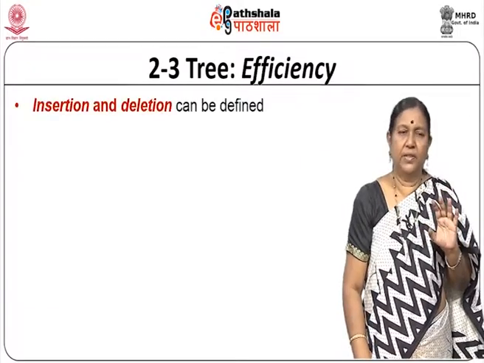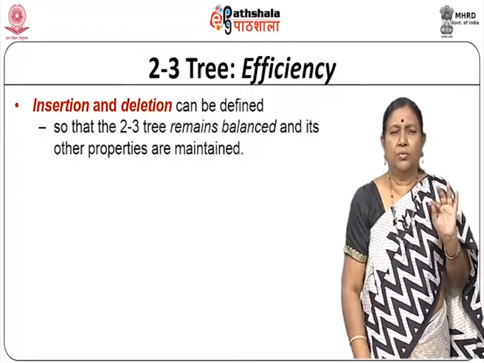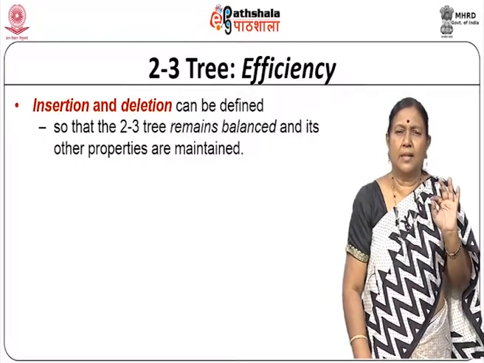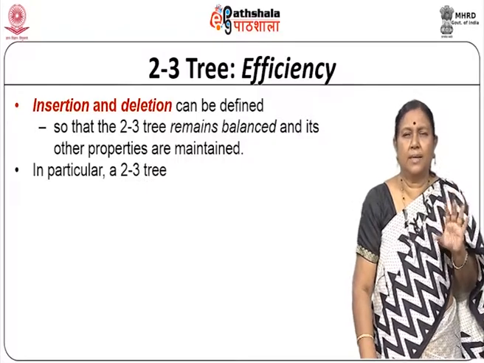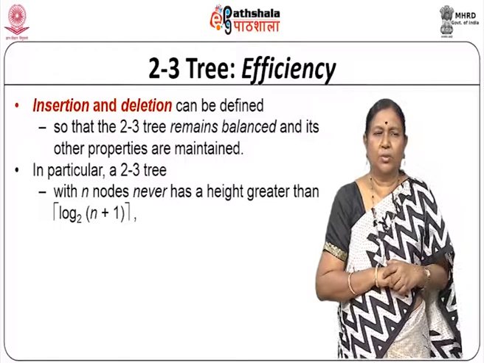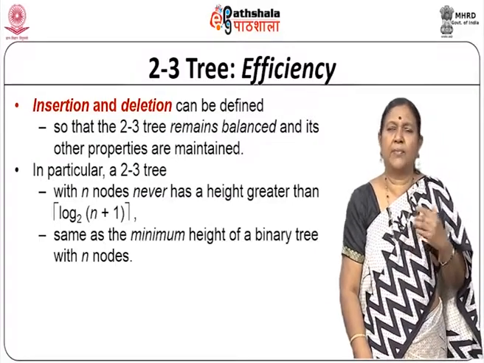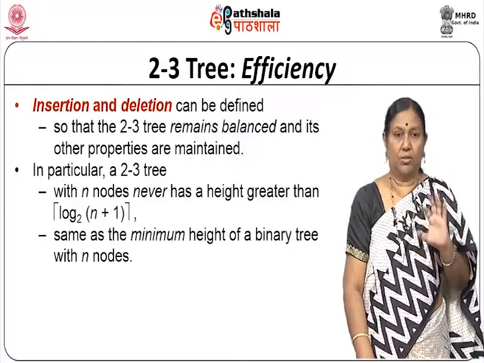Now, about the efficiency of a 2-3 tree: insertion and deletion can be defined so that the 2-3 tree remains balanced and its other properties are maintained. In particular, a 2-3 tree with n nodes never has a height greater than log 2 of n plus 1, the same as the minimum height of a binary tree with n nodes. So, this is a very good property.